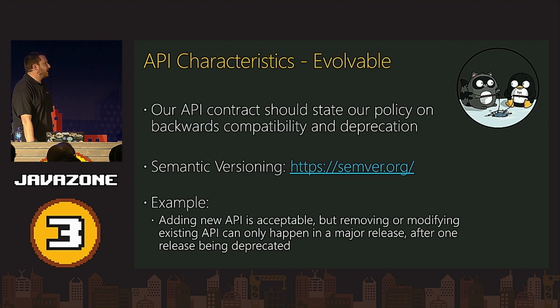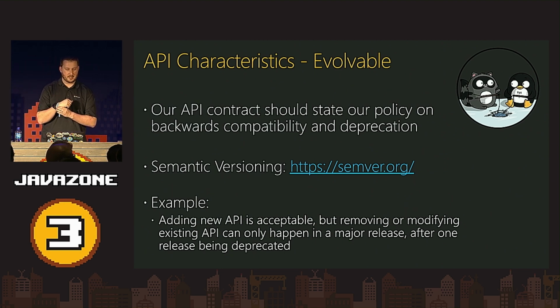So the next thing is being evolvable, and that's really a few things. The first thing is having a clearly stated policy on backwards compatibility and deprecation. I'm a big fan of semantic versioning. I hope you're all familiar with it, but basically the concept is don't break things outside of major releases. So that's the first number on the version number.